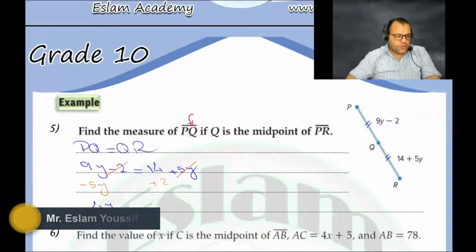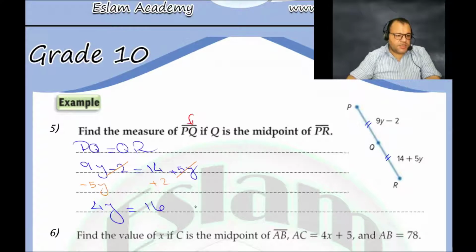So 4y equals 16, then y equals 4. Y is equal to 4. Yes, so y is equal to 4. We just found y.